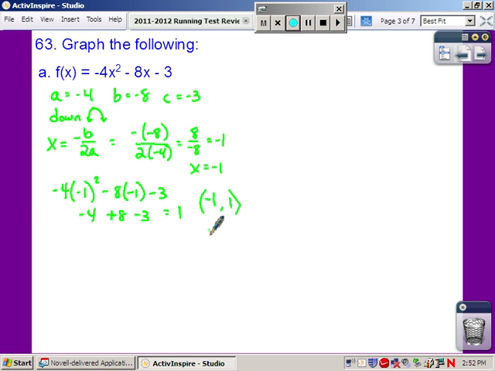It looks to me like we're going to be able to scale this graph by 1, so it shouldn't be too bad. Before we go to the graph, let's do the y-intercept while we're at it. That's just equal to whatever c is, so our y-intercept is -3. Okay, time to go to the graph.